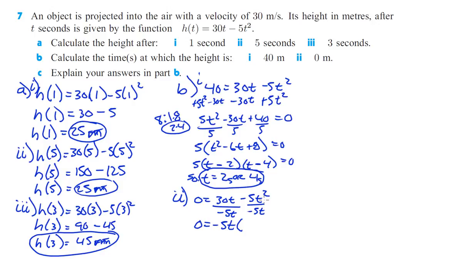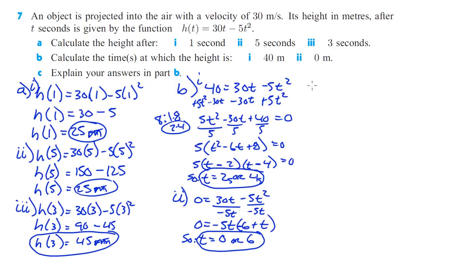-5t, and then we're left with, let's just do t minus 6. So t is going to equal -5 times 0 is 0, or t minus 6 equals 0, so t is 6. So at 0 and 6 seconds is when it's going to be at 0. So that's right when it starts, and then it takes 6 seconds for it to get back down to Earth. Okay, explain your answers in part B.